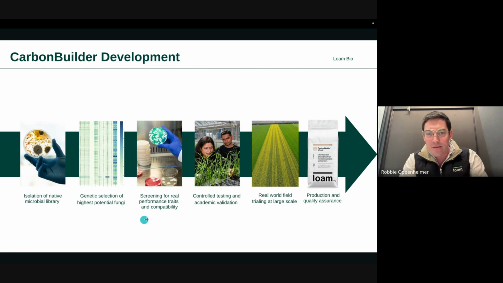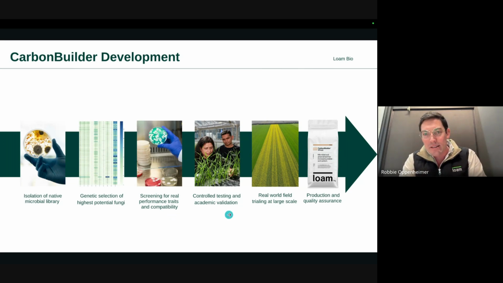There's been a range of laboratory studies testing compatibility with the fungicides, insecticides, herbicides that these organisms need to be resilient to if they're going to survive in a real system, and also doing our first screens for the performance traits that are associated with building soil carbon. So can it aggregate soil in a petri dish, as an example?